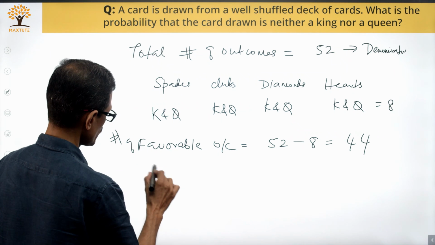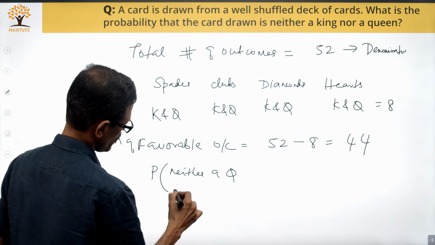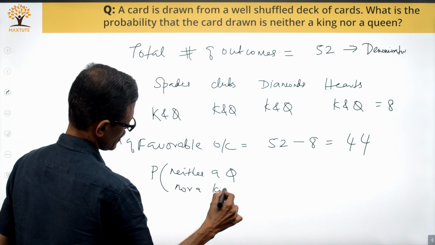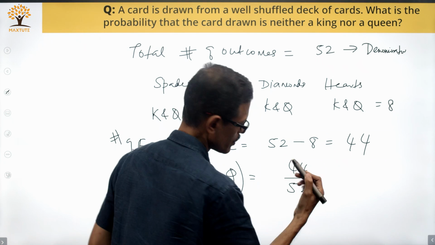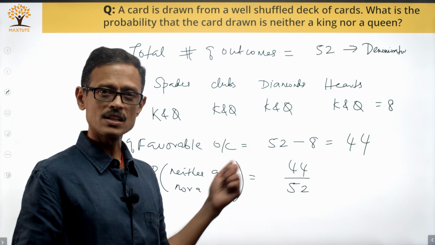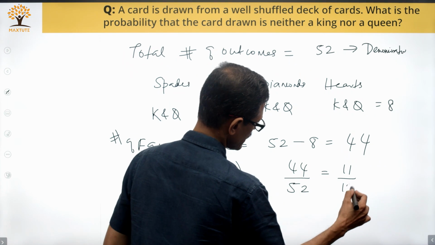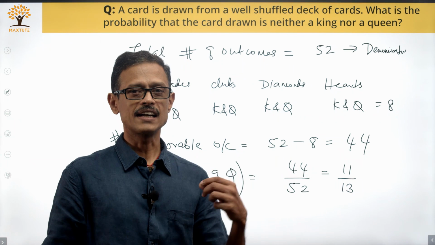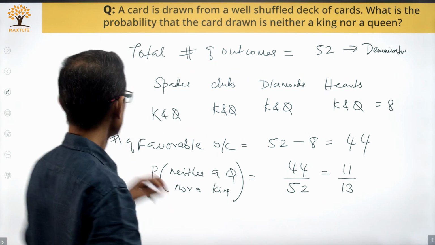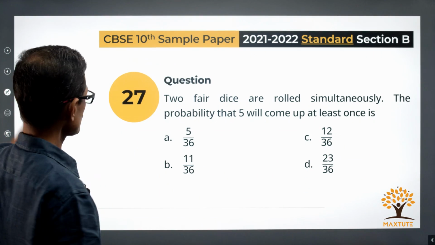So probability of getting neither a queen nor a king is actually number of favorable outcomes 44 divided by total number of outcomes, which is equal to 52. Both numbers are divisible by 4. Let's do that. 4 times 11 is 44, 4 times 13 is 52. So 11 upon 13 is the probability of getting a card which is neither a queen nor a king, right? What answer option is this? 11 by 13 is A. Move on to the last question in this video.